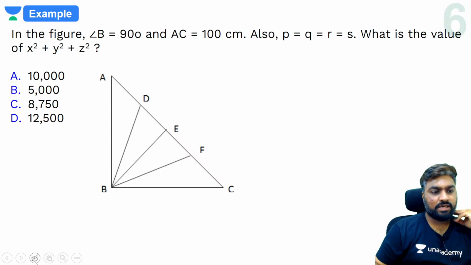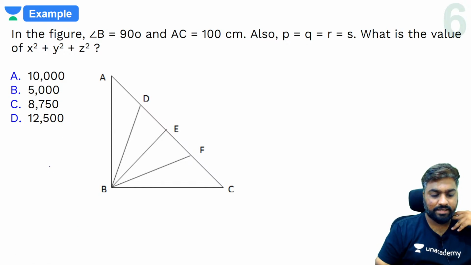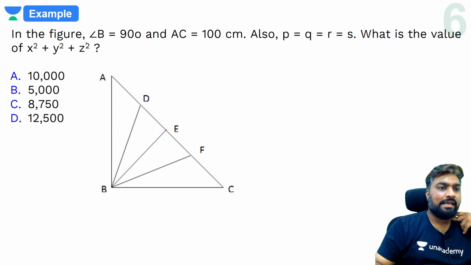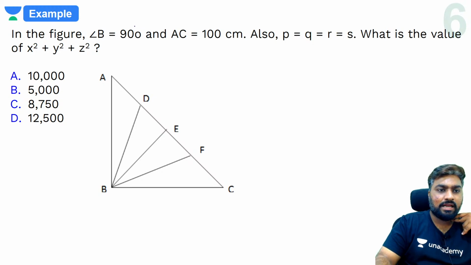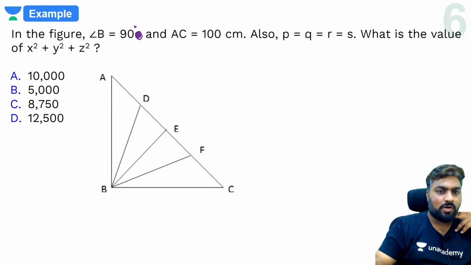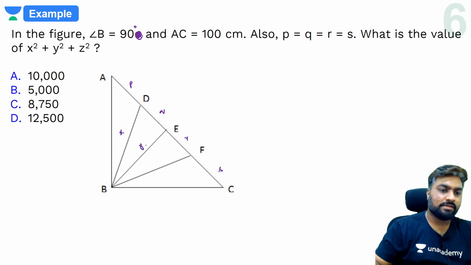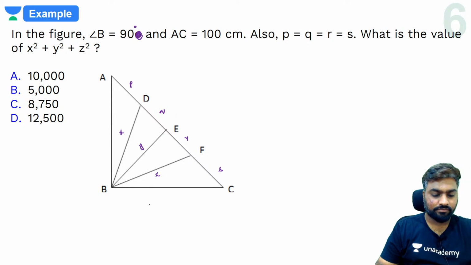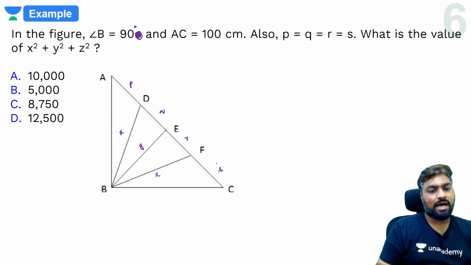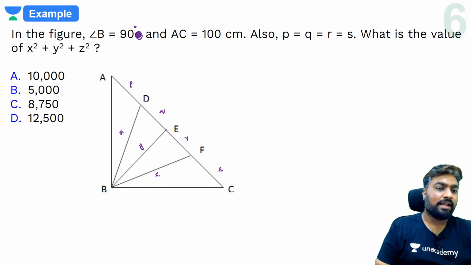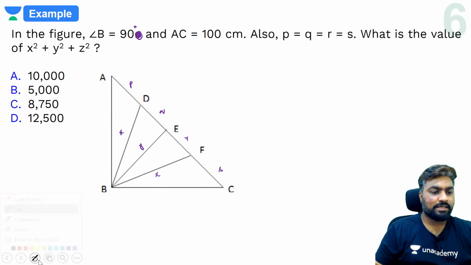चलो लास्ट क्वेश्चन ऑफ द डे. चलो क्विकली ट्राई दिस. In the figure, angle B is 90 degrees and AC is 100 centimeters. Also PQ, QR, RS are equal. ये P है, Q, R, S. This is X, this is Y, this is Z. So they're saying PQ, QR, RS are equal. What do you have to find? X square plus Y square plus Z square. Let's see if you can quickly answer this.